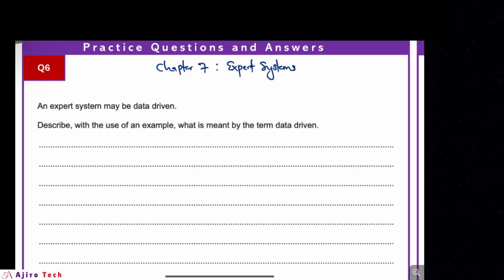So that is how the data driven and the goal driven works. Goal driven is backward chaining and data driven is forward chaining. I hope that clarifies everything. Describe with the use of an example what is meant by data driven. I'm going to use the example that I gave. I said data driven uses what? Forward chaining.